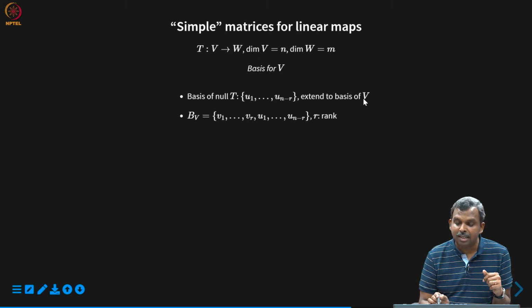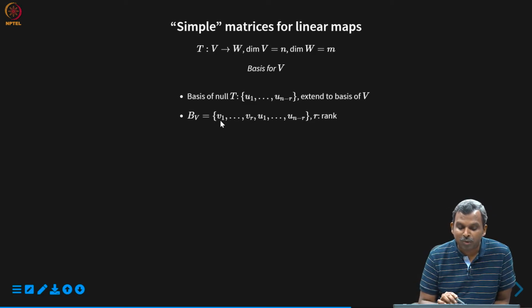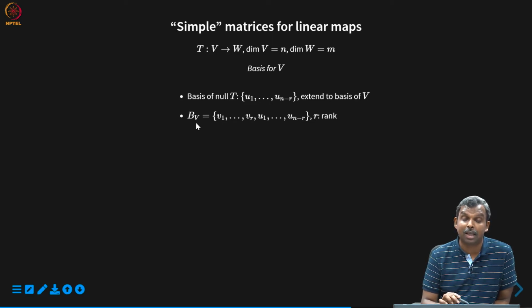Then I will extend this basis to a basis for V, but I'll do this little bit of non-standard thing. I'll put the extension vectors first, okay. That's a good reason why I want to do it. So I'll put V1 to VR first, and then U1 to U(n minus R) next, okay. So I can always do this. This will give me a basis for V. This will be the basis I pick.